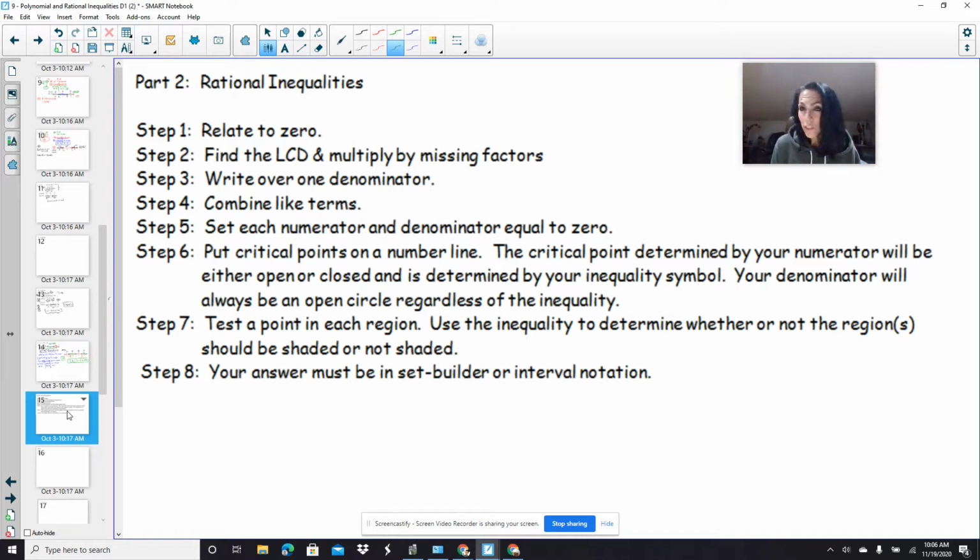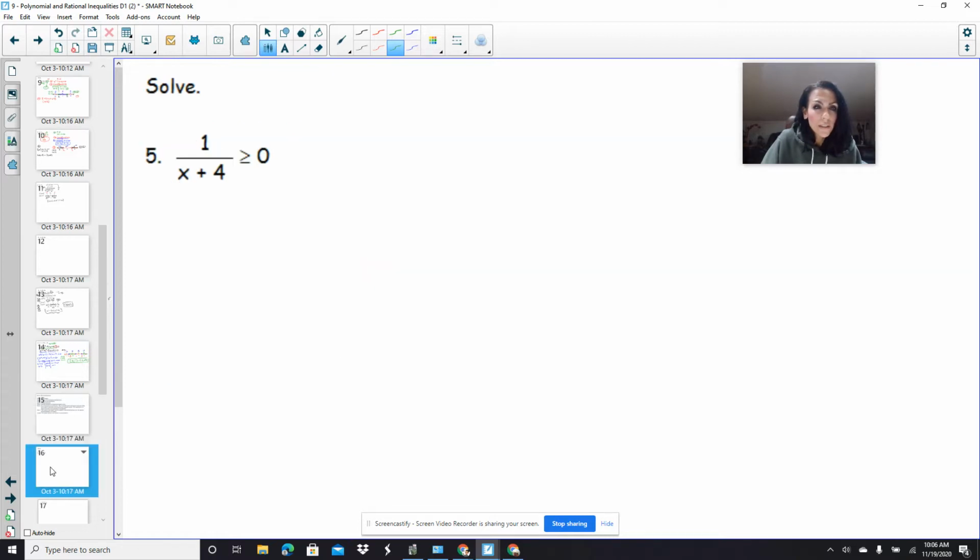But we are going to start part two on rational inequalities. We have 8 steps again, but they're a little bit different. Tomorrow we'll look at more difficult rational inequality problems, but we'll start off pretty easy in today's lesson. So let's take a look at our rational inequality, okay? So in step one, it says relate to zero. That's already done here, okay? So step one is done.